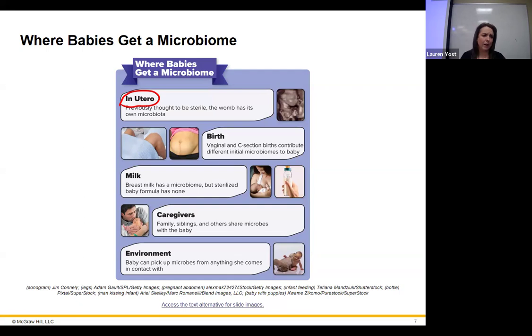Breast milk has a microbiome. And then, of course, sterilized baby formula doesn't have a microbiome, right? So breast milk is well known for its microbiome. In fact, there's really, really good bacteria in breast milk that can break down sugars that you can't even break down.